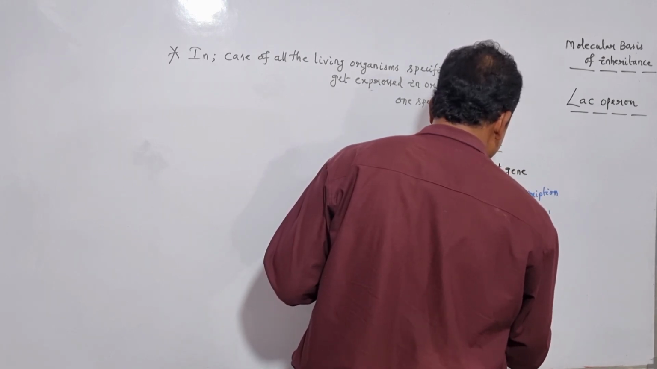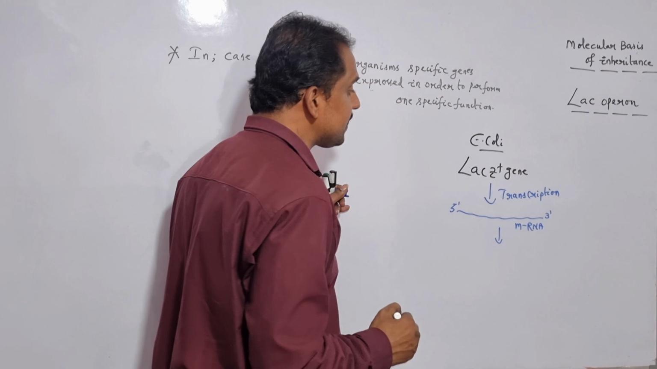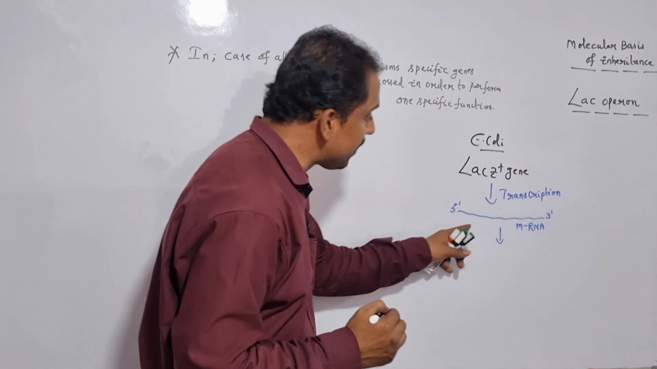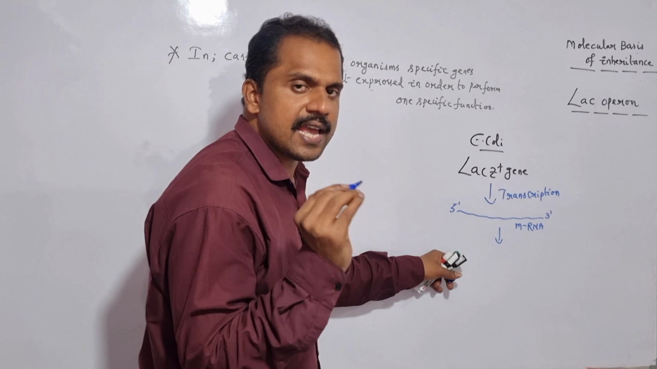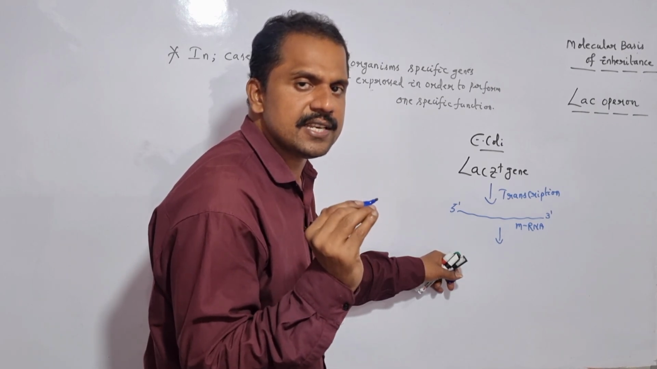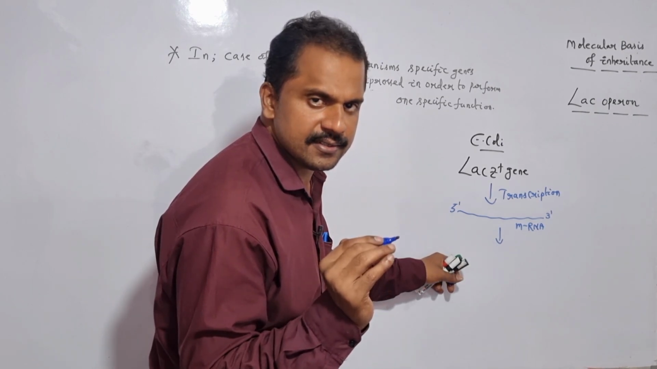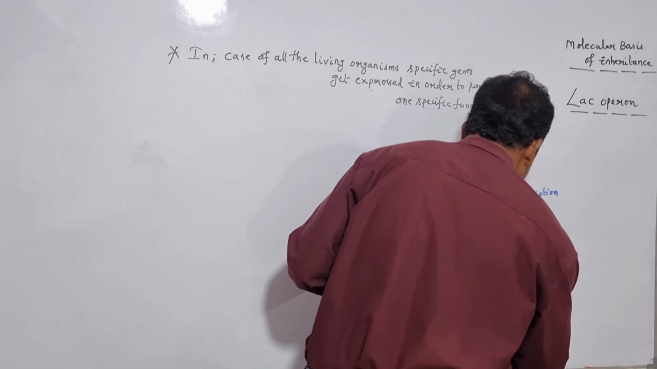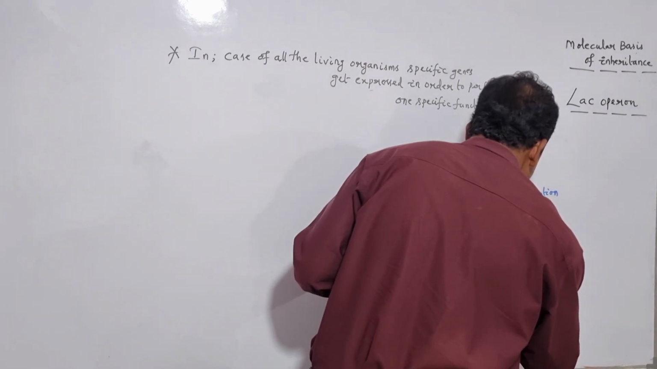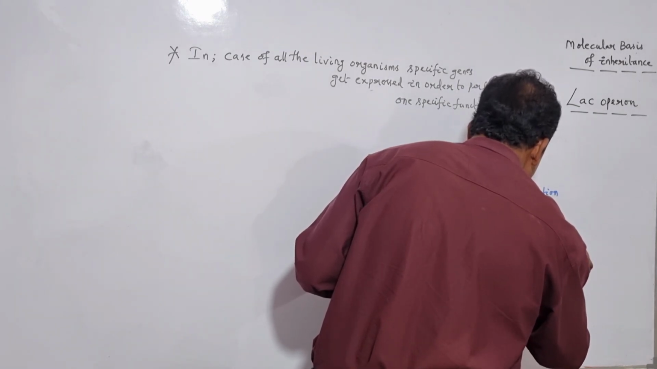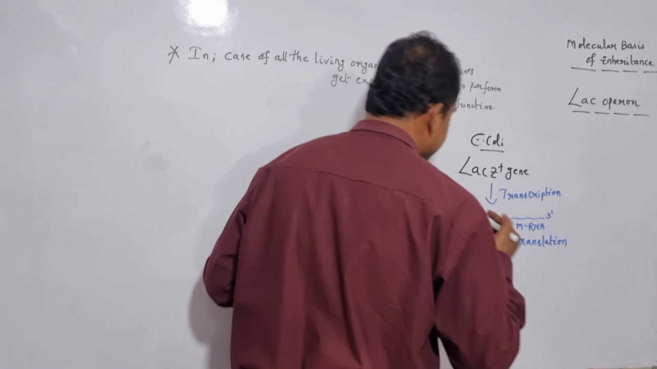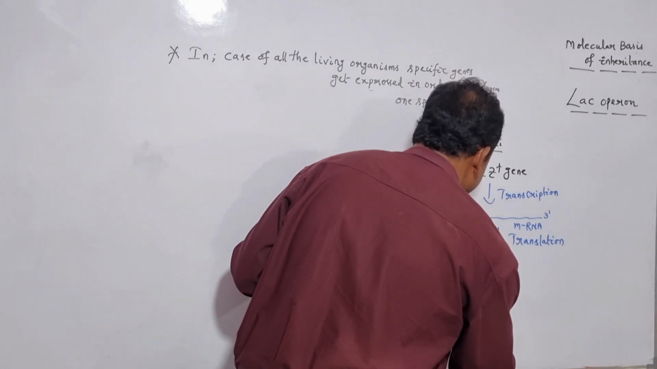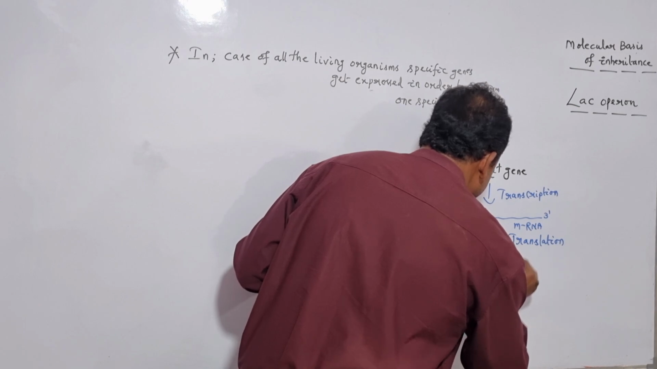And once when the specific mRNA, which generally synthesizes during the transcription mechanism, participates in case of the translation, it is capable to induce the expression of a specific enzyme, which is nothing but what? Beta galactosidase. Is it clear? So let me write it here. Beta galactosidase. It is the enzyme which generally synthesizes during the translation mechanism.